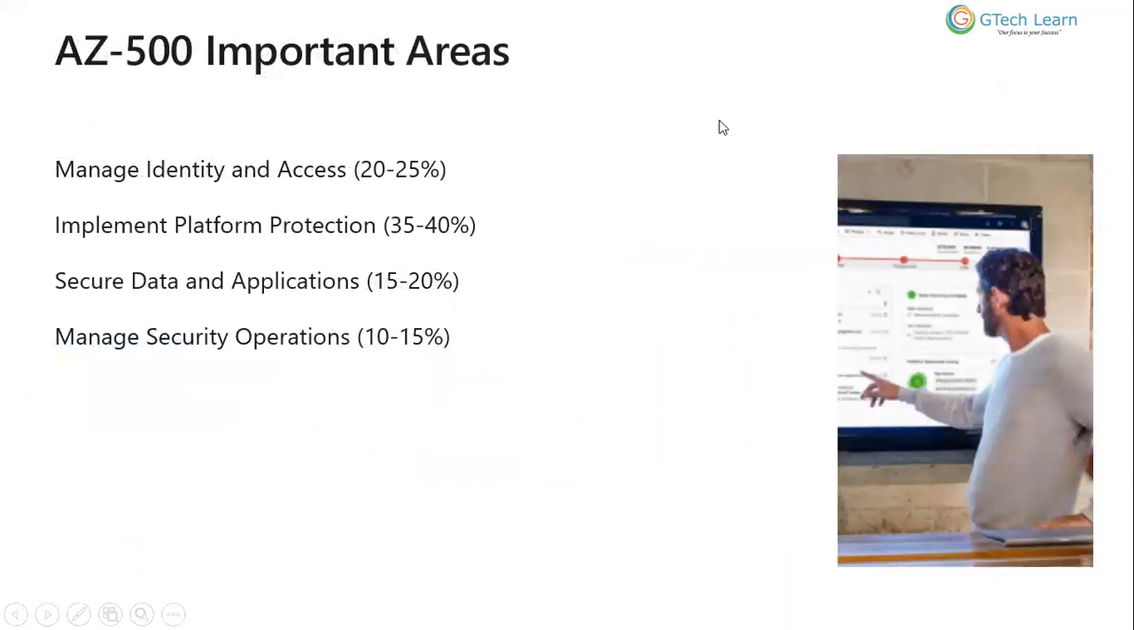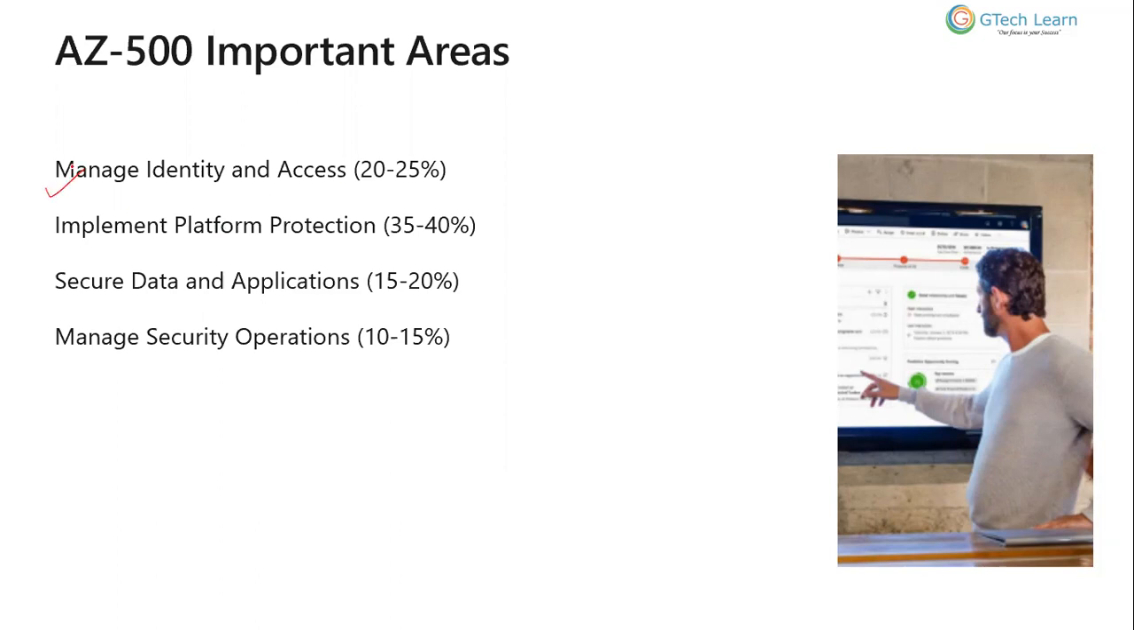But before moving ahead with the session, let's discuss some important areas and objective domains related to the AZ-500, which we need to focus on to prepare ourselves for the AZ-500 certification exam. The entire AZ-500 course is divided into four main objective areas. The first one is manage identity and access, and from this objective domain we get 20 to 25% of the questions in our examination.